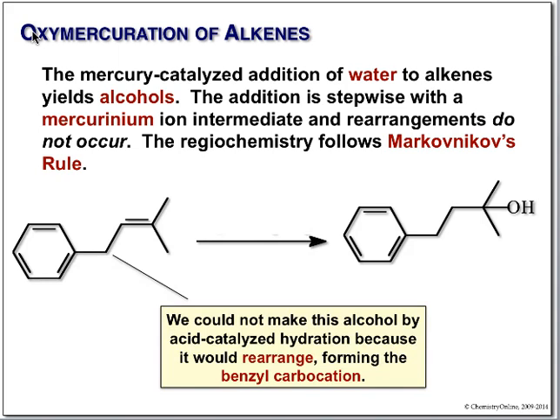But we've done this enough, we know that this is a benzyl position. And if we try to make a carbocation up here, by gosh, it's going to rearrange to give us the benzyl carbocation. So this should scream at you: I need Markovnikov regiochemistry without rearrangement. Therefore, I want to use mercuric acetate followed by sodium borohydride.